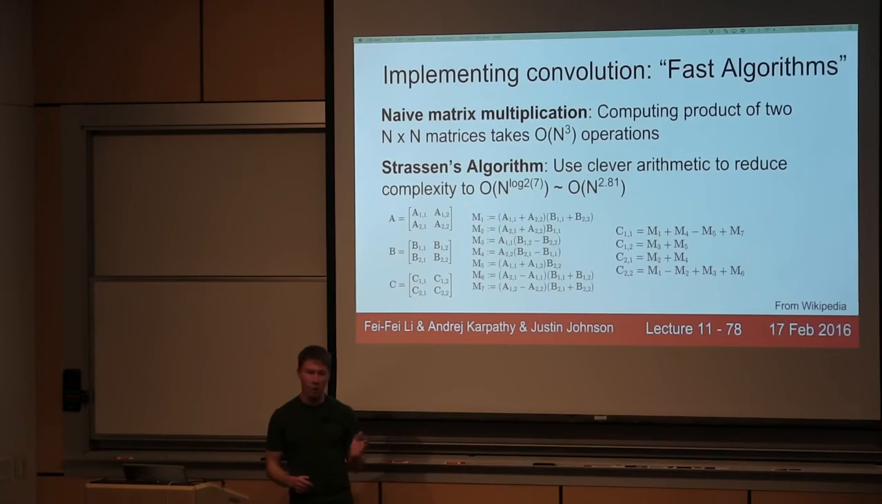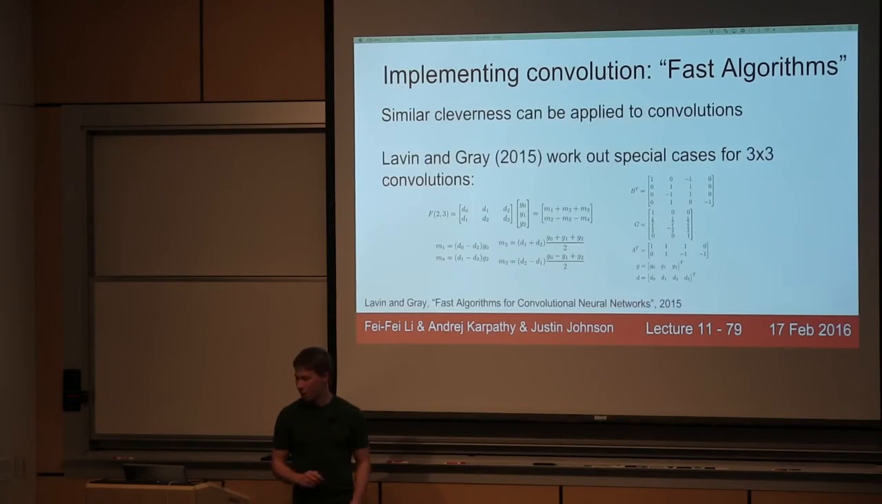And from im2col, we know that we can implement convolution as matrix multiplication. So intuitively, you might expect that similar types of tricks might be applicable to convolution. And it turns out they are. There's a really cool paper that just came out over the summer where two guys worked out very explicitly some special cases for 3x3 convolutions. I'm not going to go into details here, but it's a similar flavor to Strassen's algorithm, where you compute very clever intermediates and then recombine them to save a lot on the computation.